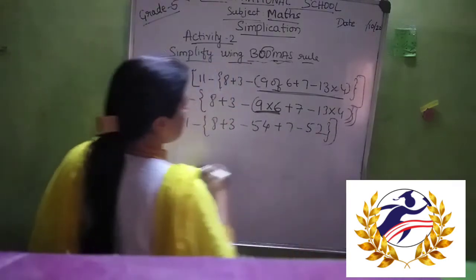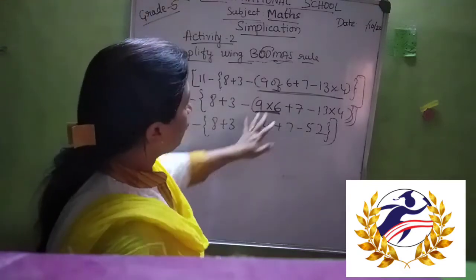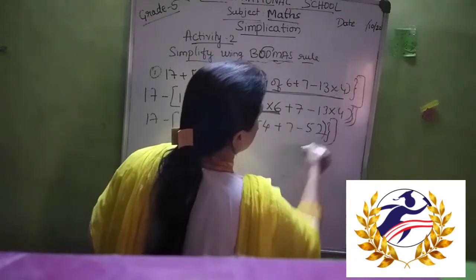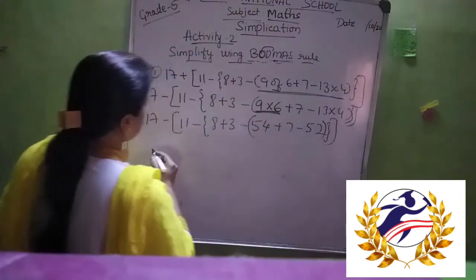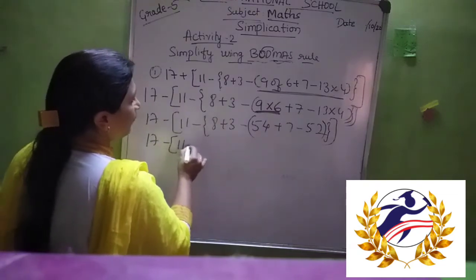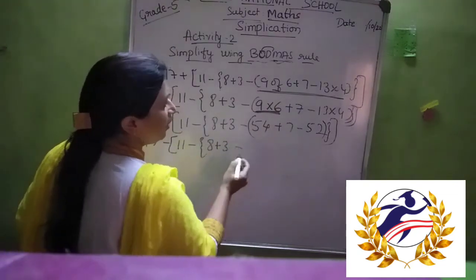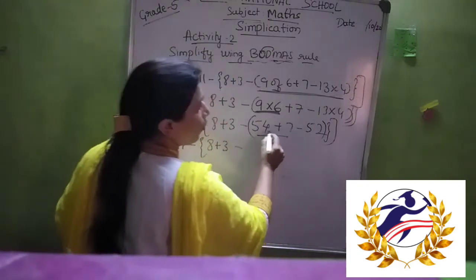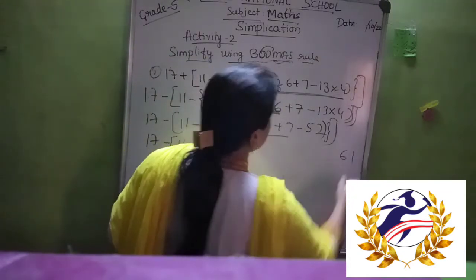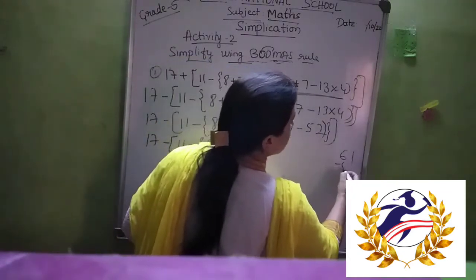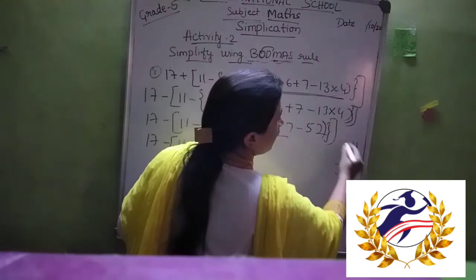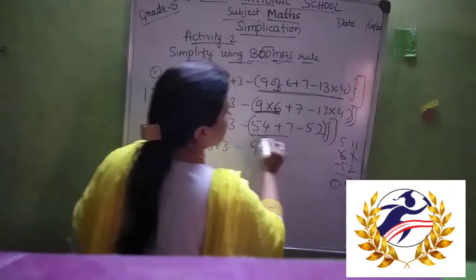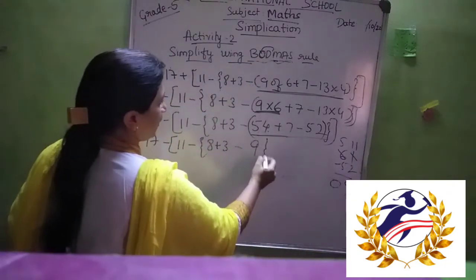Okay. So like this, and then we have removed this one, that is we will write this bracket, because we need to solve some more. 17 minus 11 minus 8 plus 3. 54 plus 7 is 61. Then minus 52 is there. So 11, this is 5. 11 minus 2 is 9. So by solving all this I got 9.